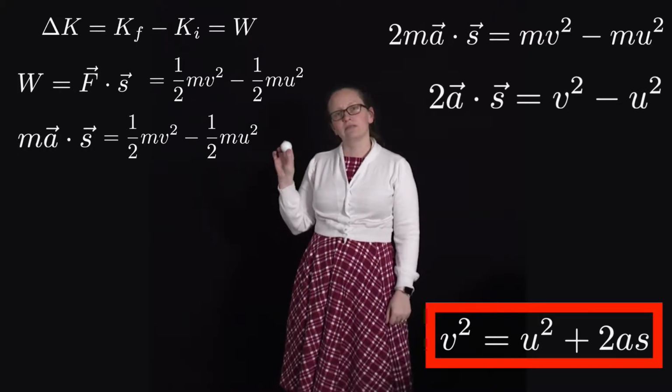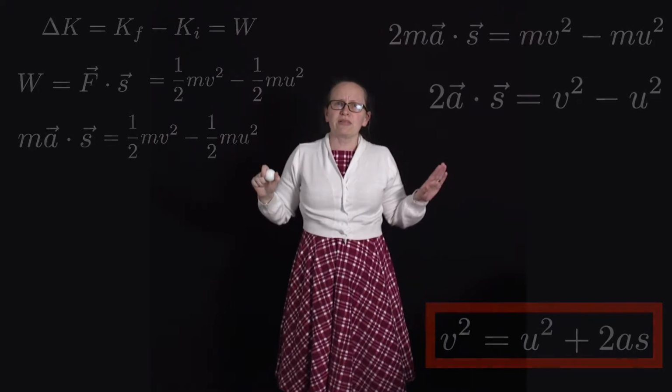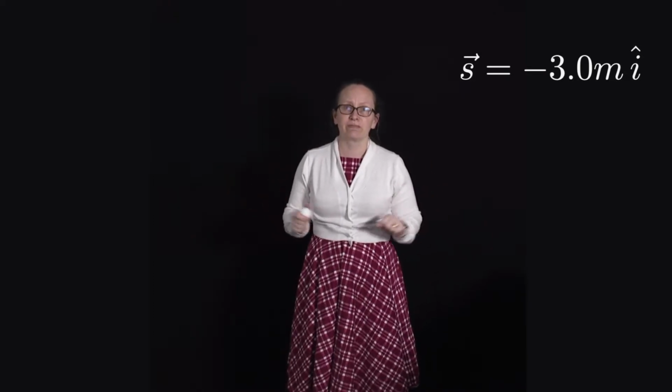Okay, so that was not too hard because we were just considering the vertical direction. What happens if we have a bit of displacement horizontally as well? So let's go back and look at when I threw the ball to Bryony. When I threw the ball to Bryony, the ball had some horizontal velocity as well as having the vertical motion. So in this case, there was a displacement of the ball. Bryony was on the left, so the total displacement was minus 3.0 meters in the i direction.